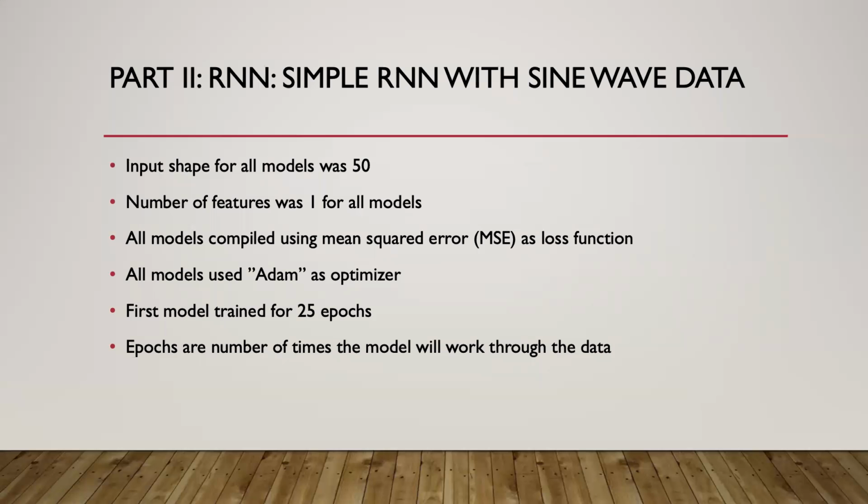All models compiled using the mean squared error as the loss function. The loss function is what the network is trying to minimize for each epoch. And so the mean squared error was what it was trying to get the lowest value for as it was training. All models use the Adam optimizer. I trained the first model with 25 epochs. And epochs are the number of times a model will work through the training data to completion.